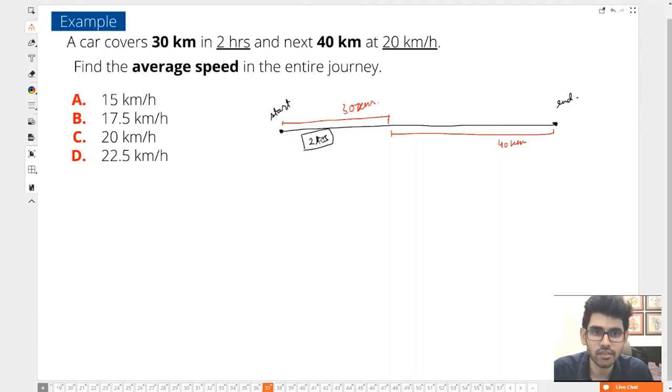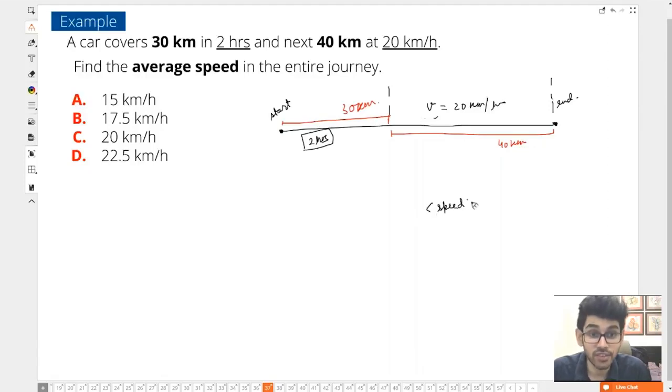And here you are not given the time. Here you are given that you were moving with 20. Velocity is given. For this patch, you are given the velocity. Velocity is 20 or speed, 20 kilometers per hour. So you have to find average speed.